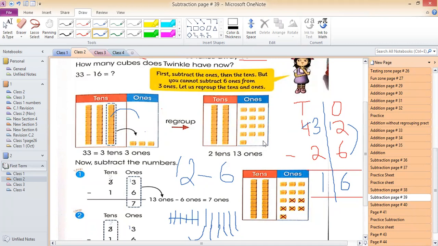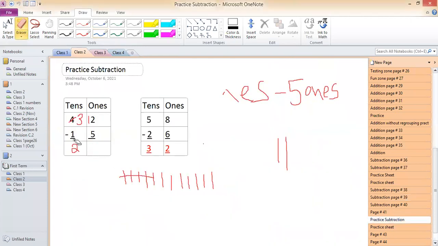Is it clear, guys? Yes, sir. Yes, sir. Very good. Let's take one question. Let me ask you one question, and then we will practice. We will also check 3-digit subtraction.